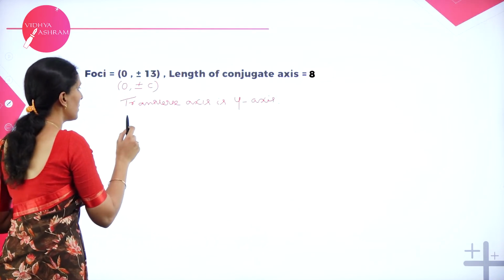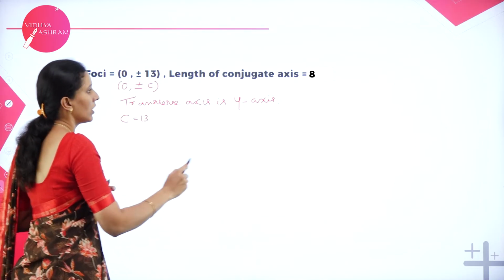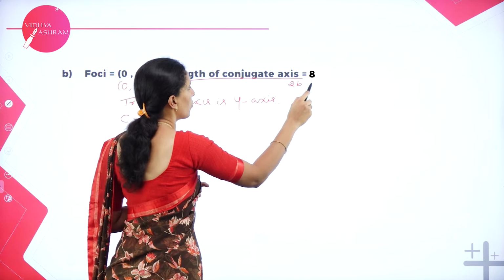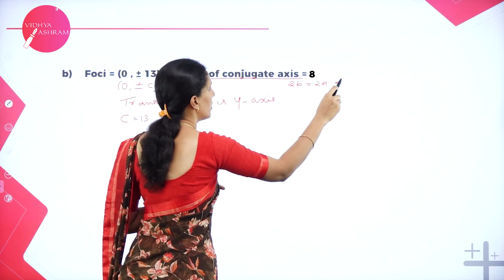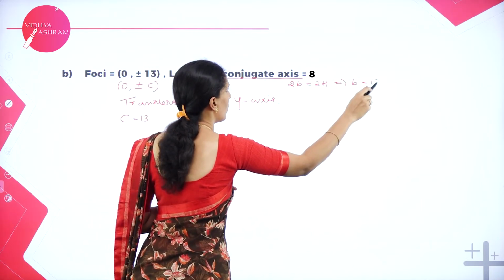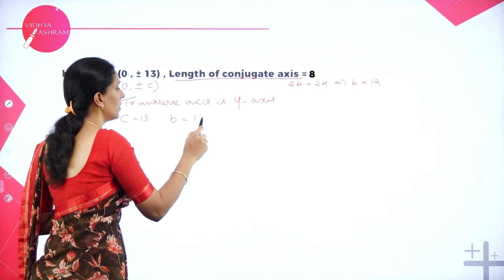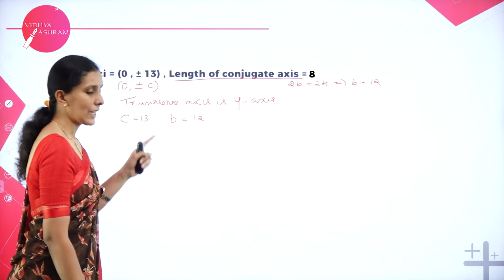So clearly from this we get c is equal to 13. Now we have the length of the conjugate axis, which is nothing but 2b. So if 2b is equal to 24, this implies b is equal to 12. So therefore I can write here b is equal to 12. Next I need to calculate a.